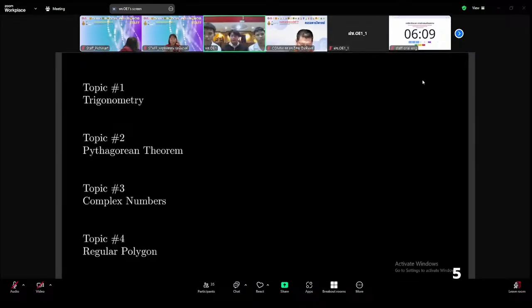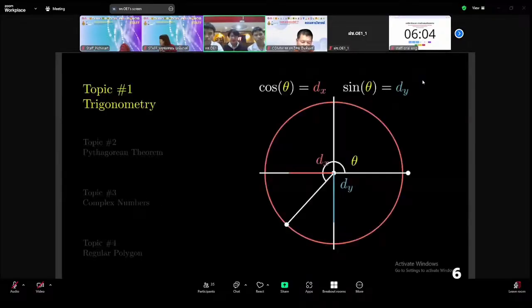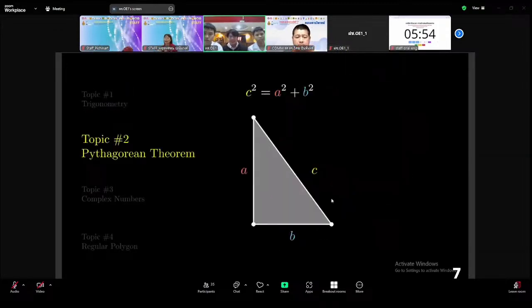So first, before we get into the main proof, let me review four prerequisite key insights. The first one is trigonometry, where we define the cosine function and the sine function as the length of the x projection and the length of the y projection from this point onto the axis respectively. And the second one is the Pythagorean theorem. It is a well-known theorem about the right triangle for which c squared is equal to a squared plus b squared, as shown in this figure.